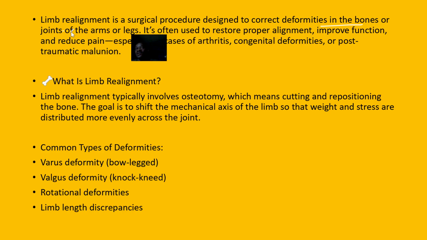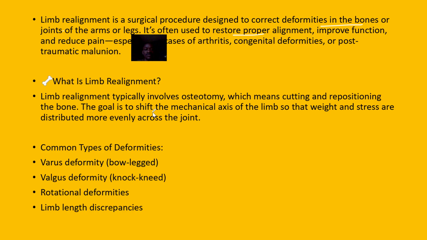We are talking about limb. Of course, limb is the lower limb and the upper limb. So it's often used because you want to readjust the position. Do you understand? You want to improve function. You want to reduce pain. So maybe arthritis, congenital deformities, or the person has had any of the traumas.